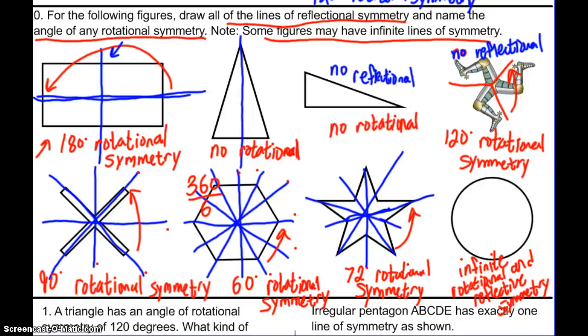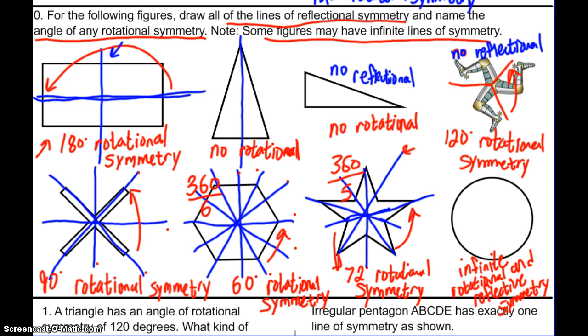Over here, we've got a star that has 5 different sides, so it ends up having 5 lines of reflexive symmetry, and 360 divided by 5, or 72 degrees of rotational symmetry.